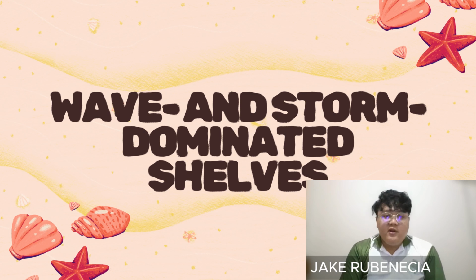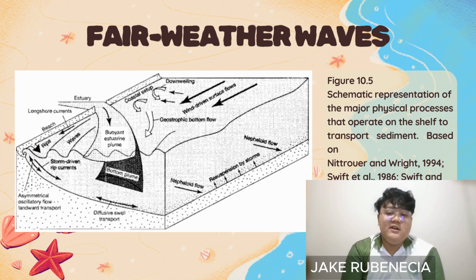During calm weather, locally generated wind waves move from deeper waters to the shallow inner shelf. These waves cause water to move in nearly circular orbits. As a wave passes, water moves forward at the crest, downward under the trough, and upward, resulting in water particles tracing an orbital path rather than moving forward with the wave. So here in the first figure, a schematic presentation of the major physical processes that operate on the shelf to transfer sediment.